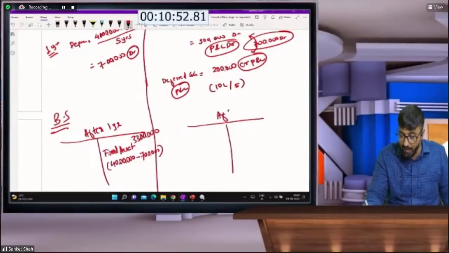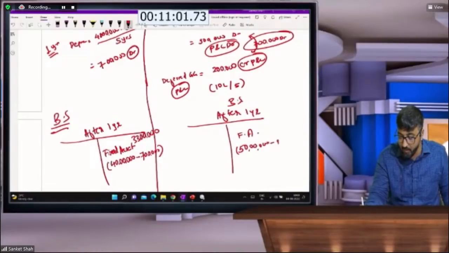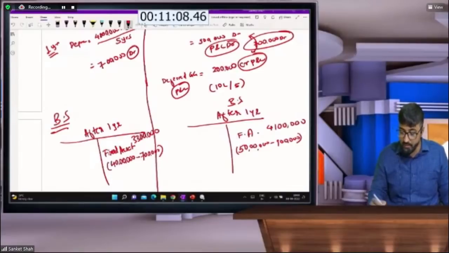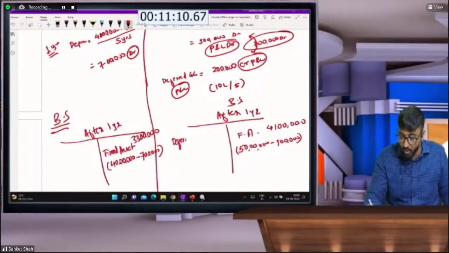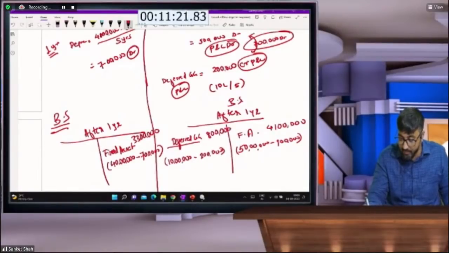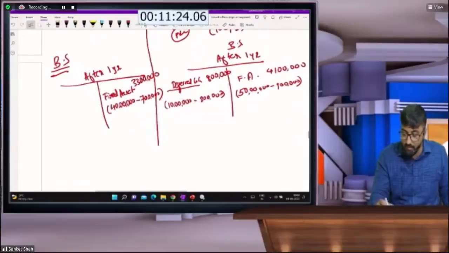And here it is the balance sheet after 1 year. Fixed asset 50 lakhs minus 9 lakhs. So you can see here it is 41 lakhs. And deferred GG on the liability side, 10 lakhs minus 2 lakhs, 8 lakhs. 10 लाख उसमें से गया, yes, after 1 year.